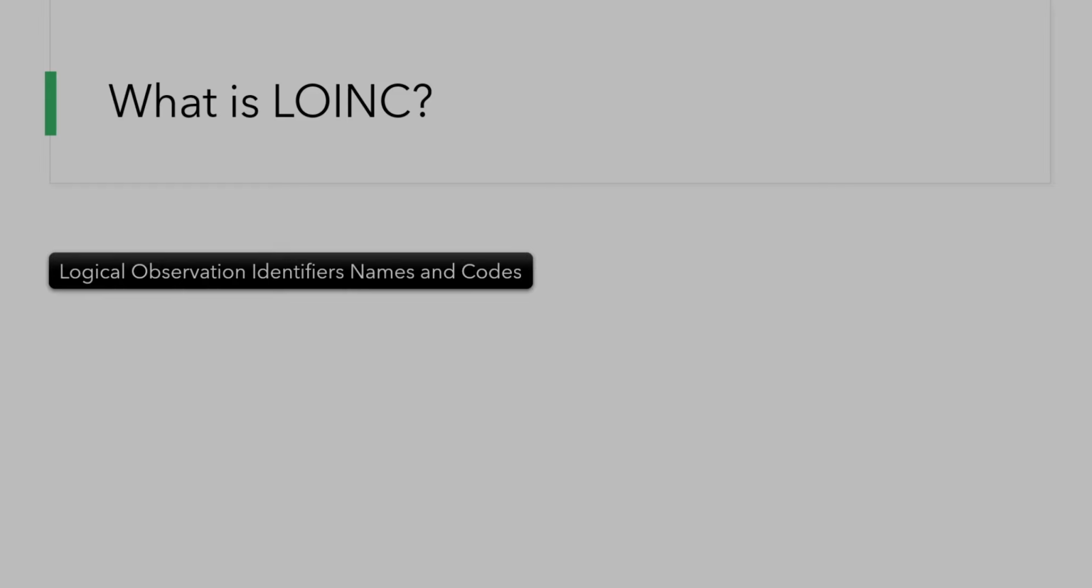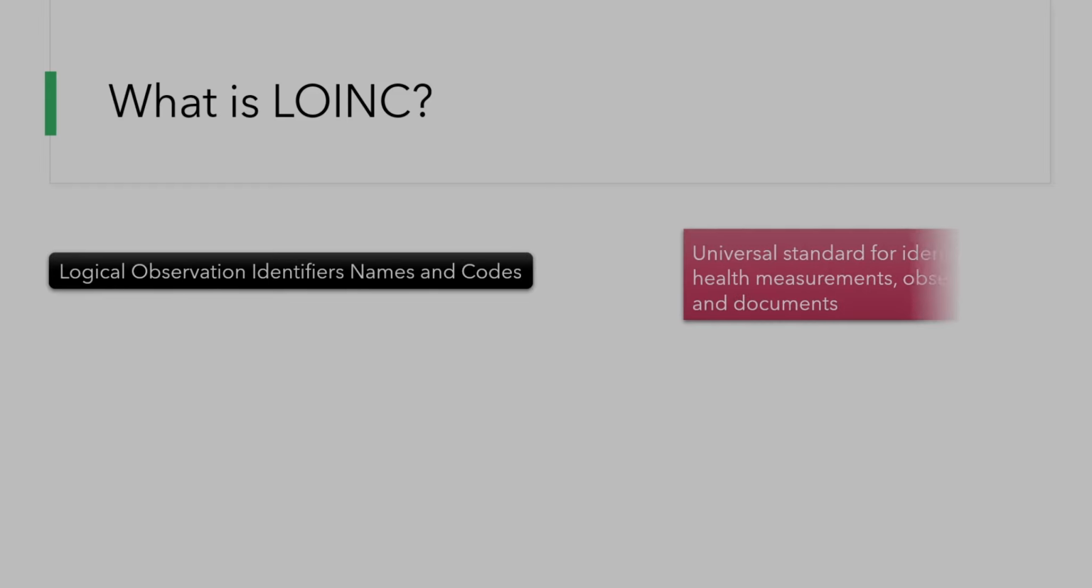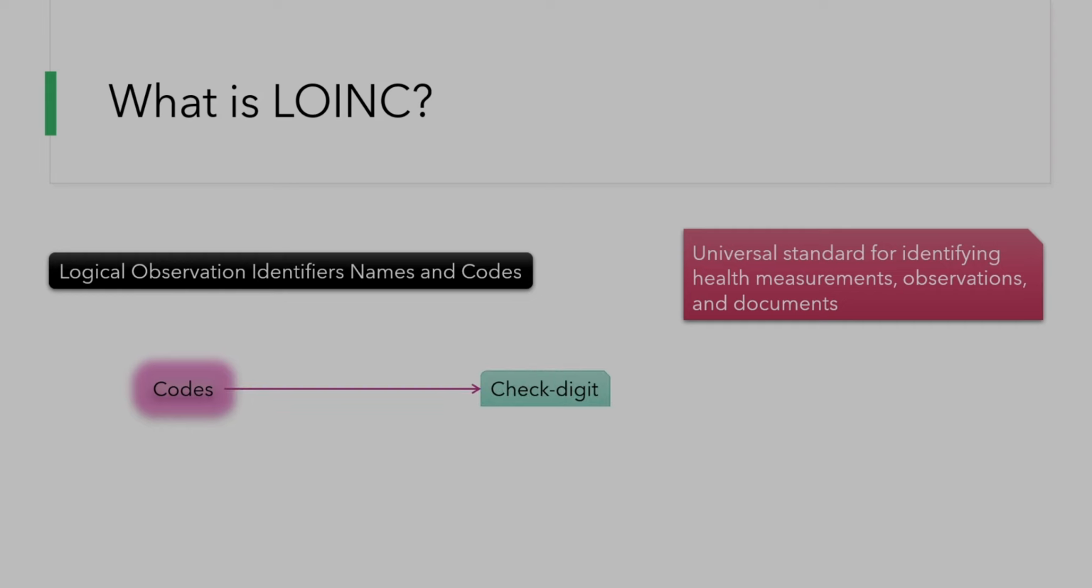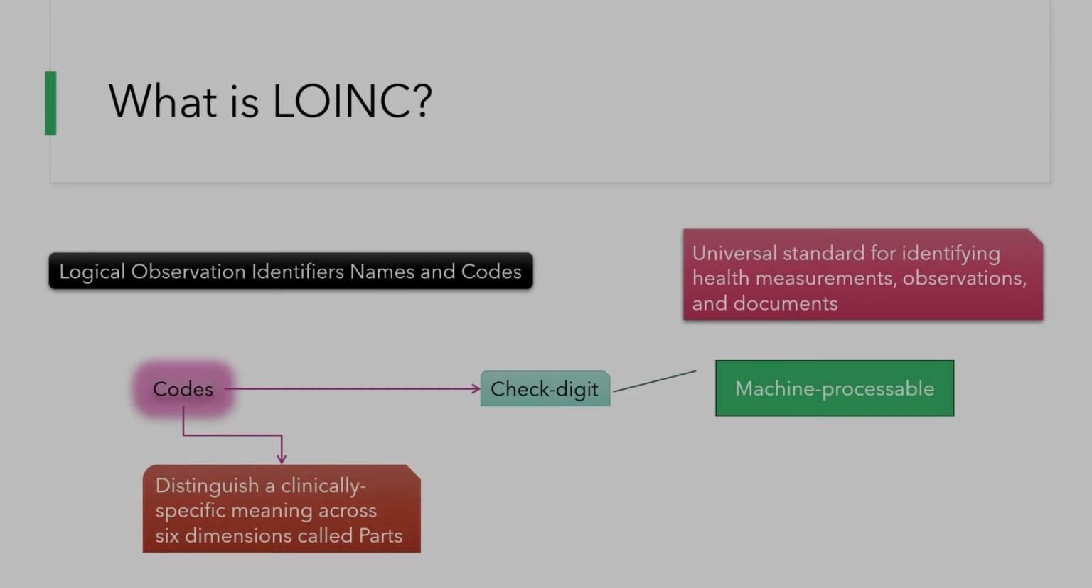Let's quickly do a recap about LOINC. It is an acronym whose full form is Logical Observation Identifiers, Names and Codes, and is a universal standard for identifying health measurements, observations and documents. It helps standardize data across different healthcare systems, ensuring consistency and accuracy in clinical documentation. Every code has a check digit that makes the all digits identifier machine processable. It distinguishes a clinically specific meaning into 6 dimensions called parts. These represent the ontology of what an item means, and being standardized, it is machine interpretable.